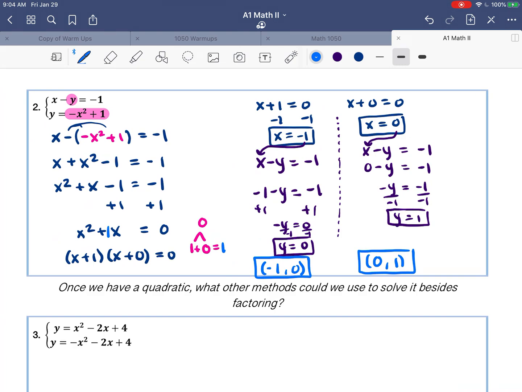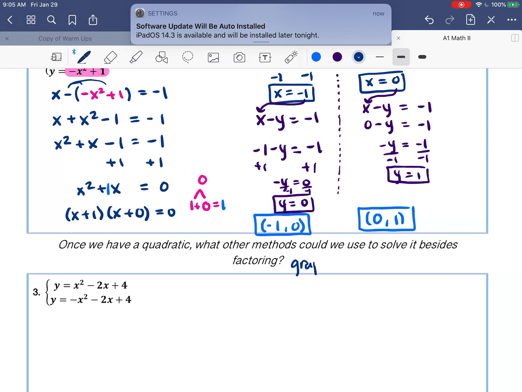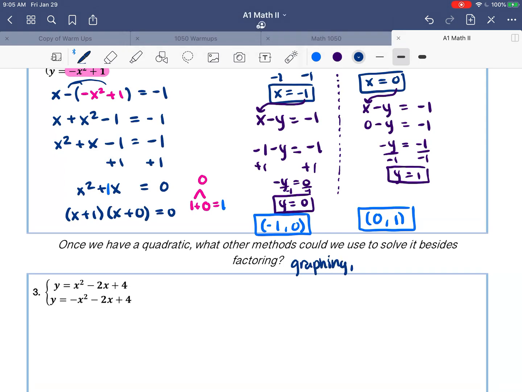There we go. So clearly we used factoring 3 times today, but there was a whole unit full of different ways for us to solve quadratics. So this little question here says, once we have a quadratic, what other methods could we use to solve it besides factoring? So truly there's a lot of them, but for example, graphing, quadratic formula, all of these would work.